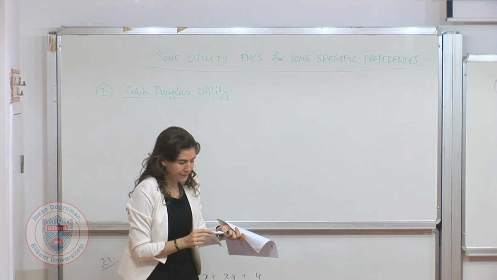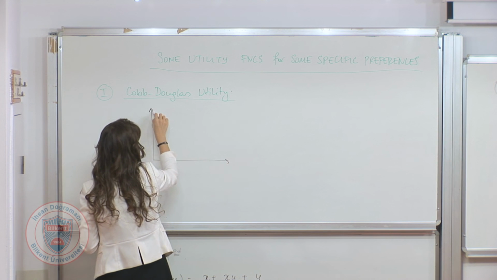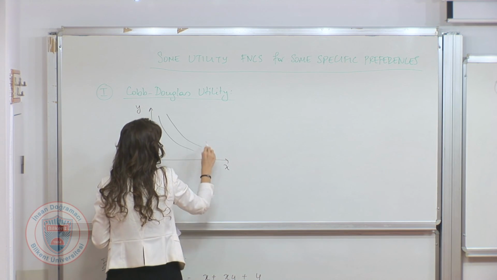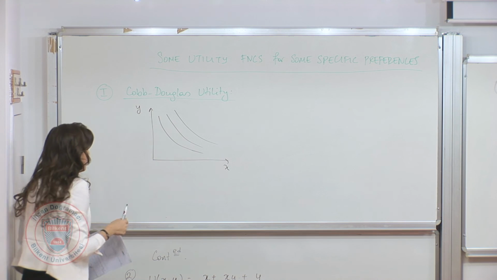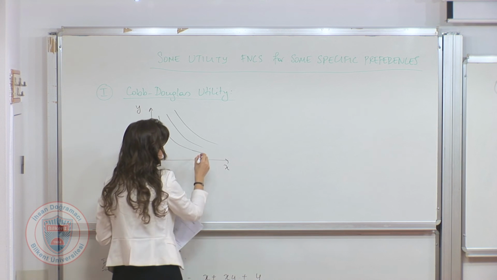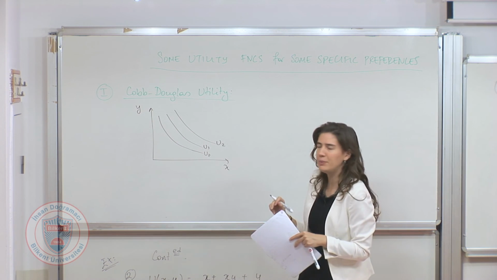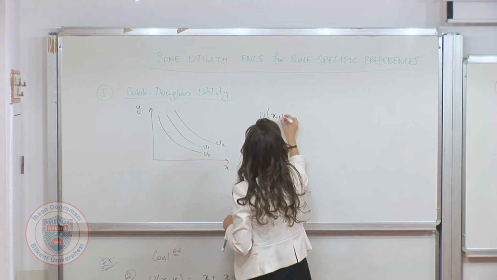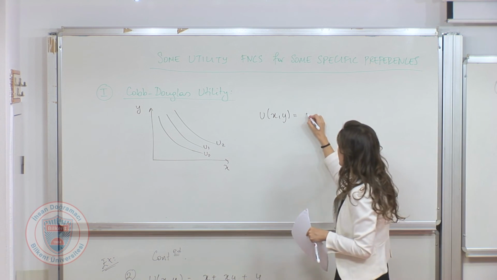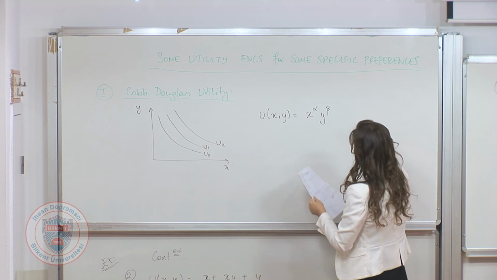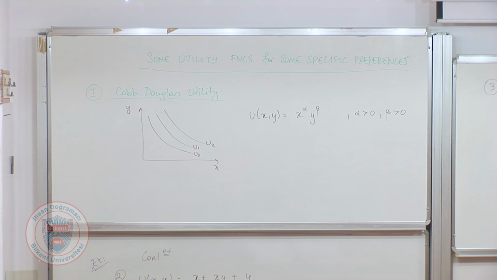When you draw the indifference curves for this Cobb-Douglas utility function, you would have the nice shape that we kept talking about. You know those nice indifference curves that I kept drawing? Cobb-Douglas utility would give these kinds of nicely shaped indifference curves, with the familiar shape we have seen until now. The utility function which gives these is x to the power alpha, y to the power beta, where alpha is positive and beta is positive. This is called the Cobb-Douglas utility function. Do you know why?